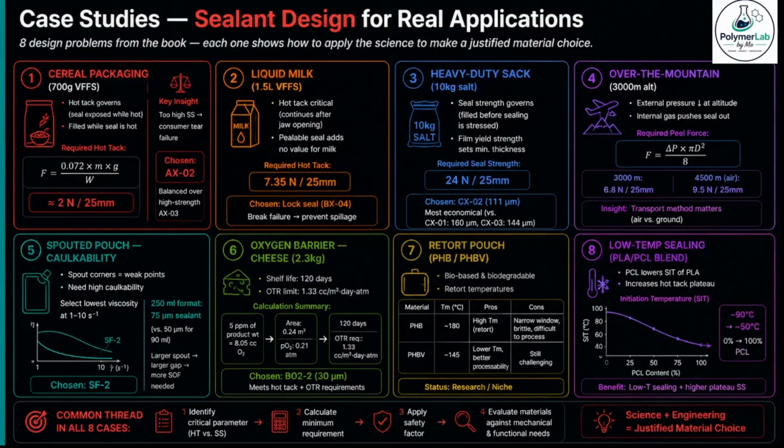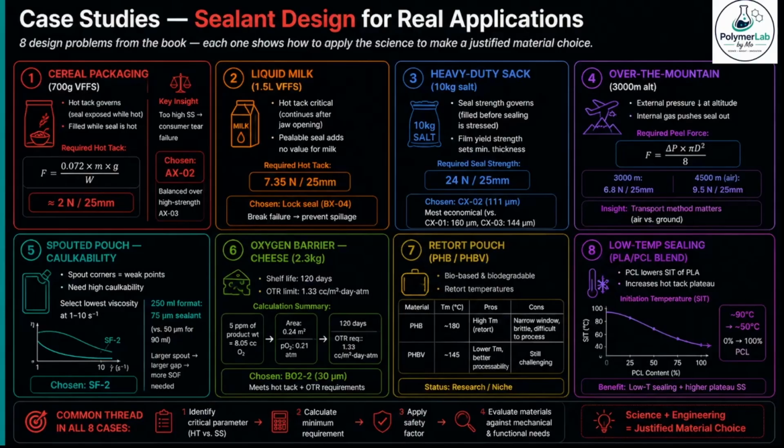Case 2. Liquid milk, 1.5 liters. Hot tack required: 7.35 newtons per 25 millimeters. For liquids, the internal pressure during distribution also stresses the seal. A peelable seal adds no benefit to milk. It only risks spillage. A lock seal with a break failure mode is selected. Case 3.